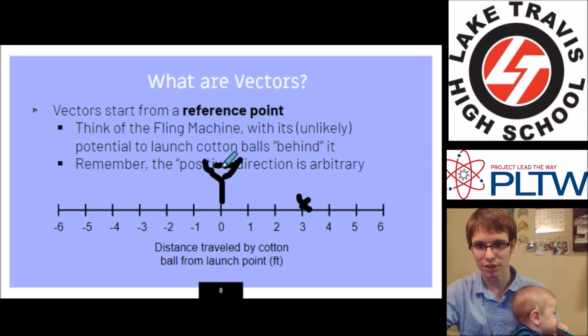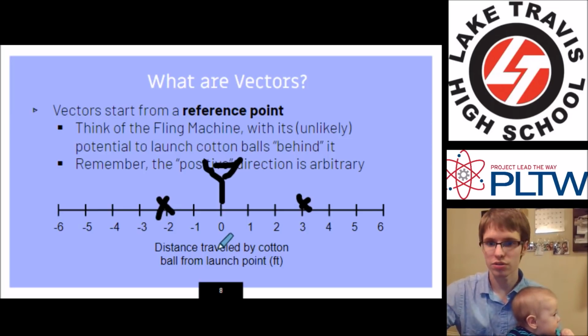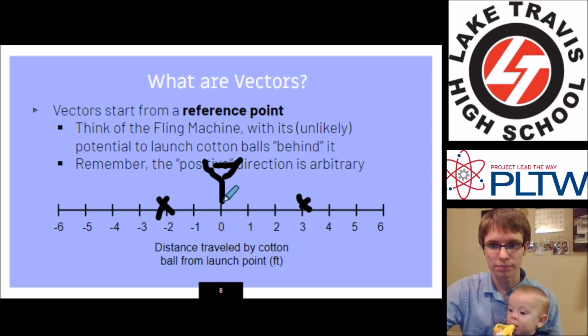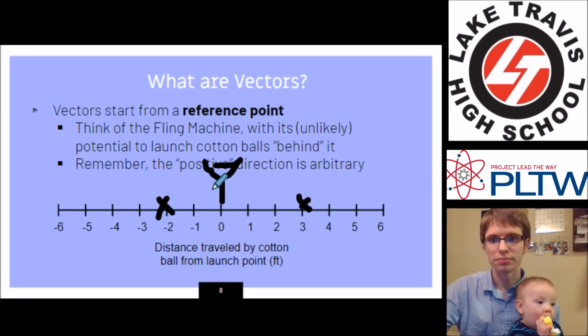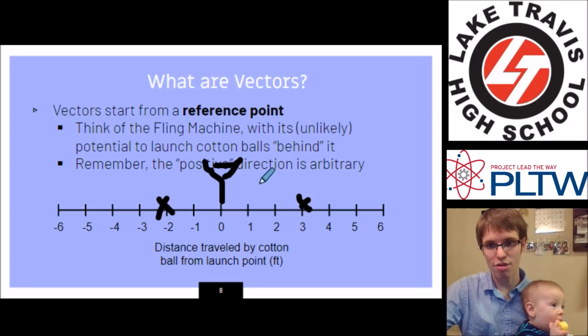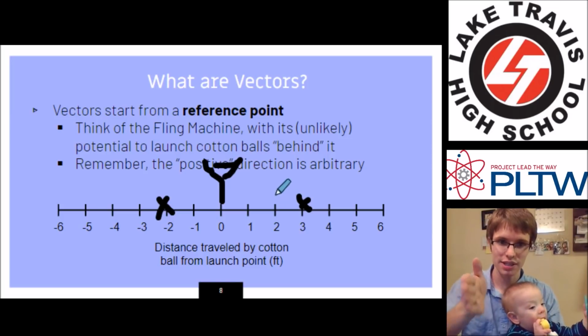Now, if my fling machine was dumb and broken and it went backwards, maybe it went 2 feet backwards. That's a qualitative description of the direction. Or I can just quantify it and make it say -2 feet. So -2 feet, and this is all from this reference point of my fling machine itself. So what this is really saying, if you talk about absolute values, the mathematical concept of absolute value, is my cotton ball landed 3 feet away from my machine in the positive direction. The positive direction being the direction I intend it to go.